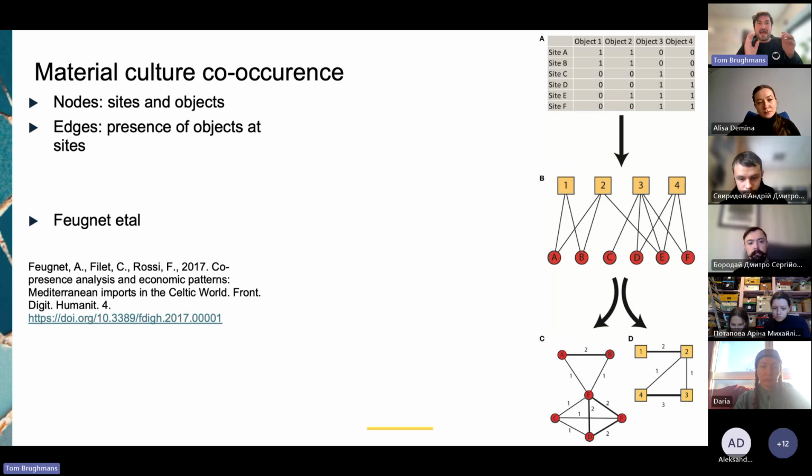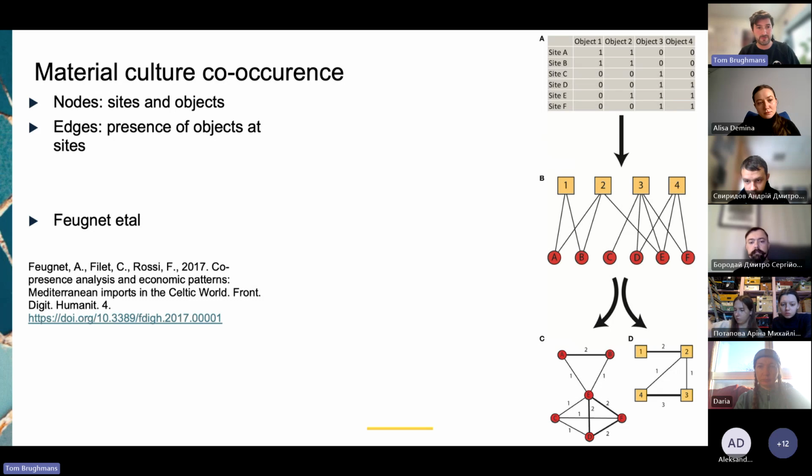We say, at site 1 and site 2, there's a couple of object types that were found at both of them. They co-occur. These two object types, type 2 and type 3, co-occur at site 1 and site 2. And as archaeologists, we find that meaningful very often.